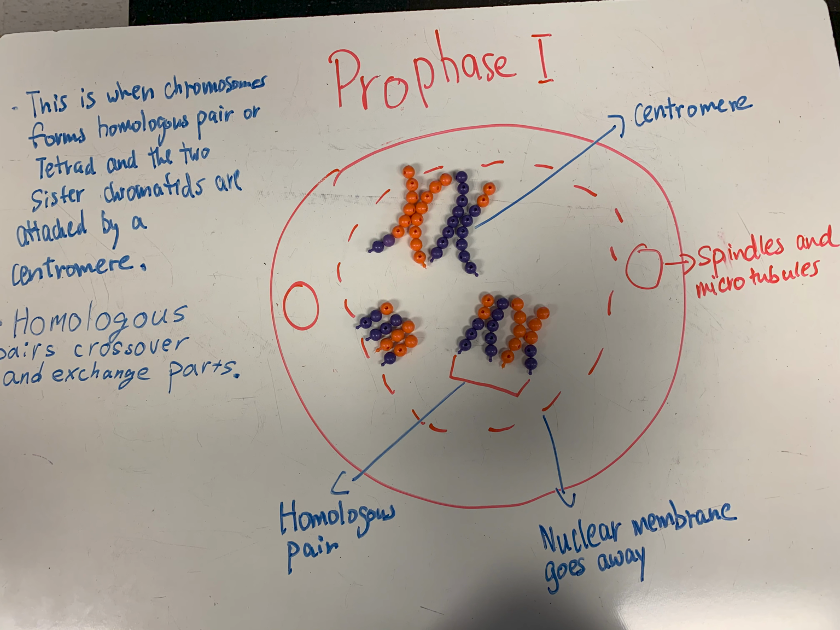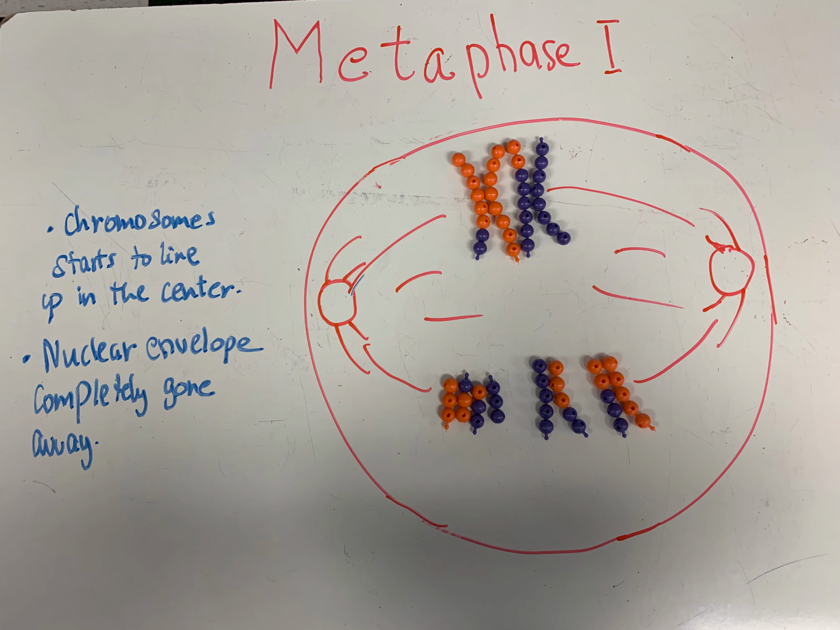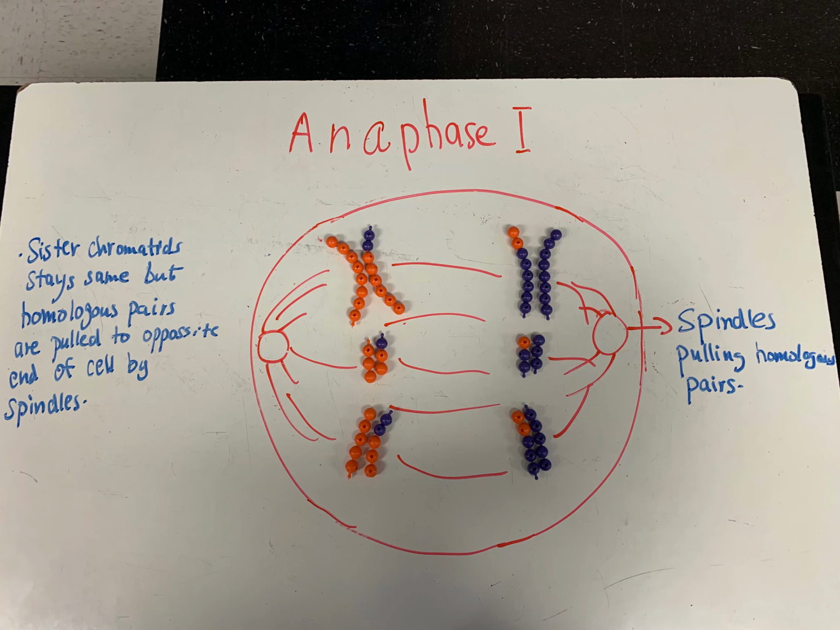From there, the 3 homologous pairs of chromosomes enter metaphase 1. The nuclear membrane is completely gone at this point, and the 3 homologous pairs are attached to the spindles. The spindles move the homologous pairs into the middle of the cell. Then we enter anaphase 1. The spindles pull apart the homologous pairs of chromosomes and move them to opposite sides of the cell.